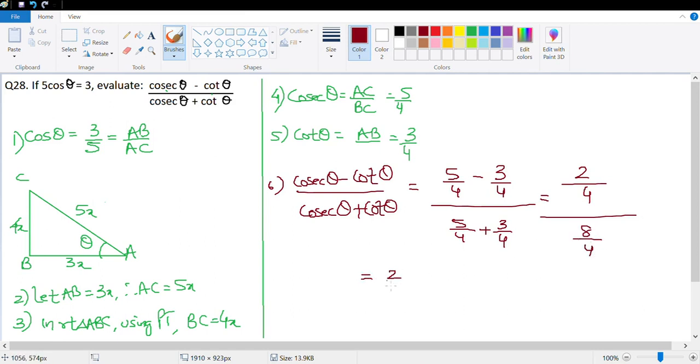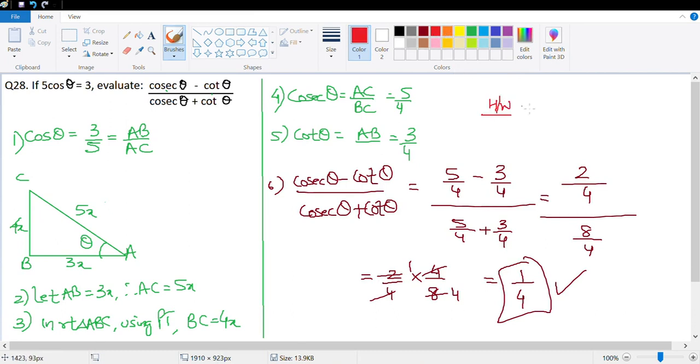Let's do the reciprocal and multiply. So this would be 4 upon 8. 4 and 4 get cancelled. This is 2, 1, 2 4s are 8. This is 1 upon 4. That's the final answer. Thank you. That brings me to an end of this chapter.